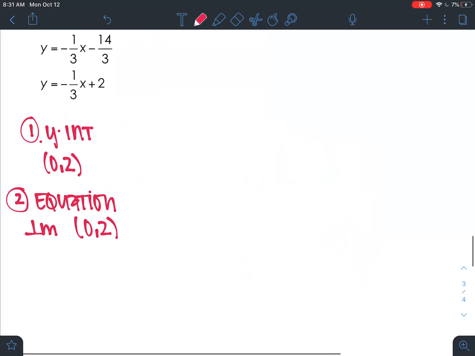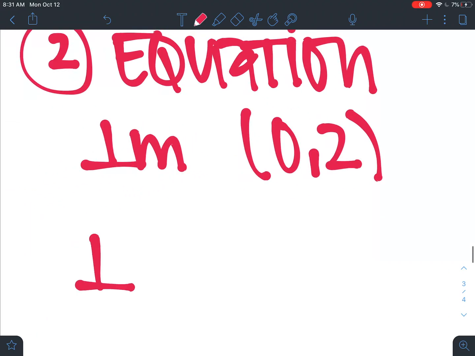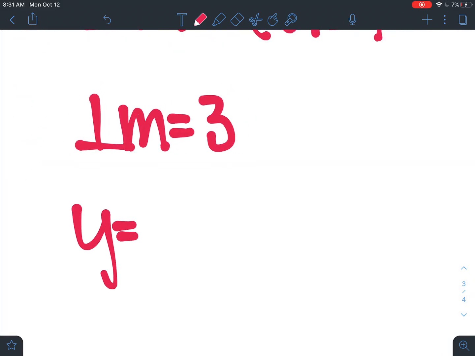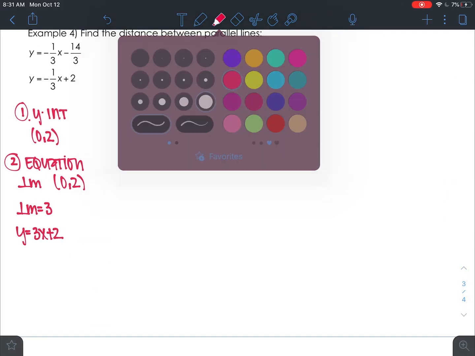Okay, so let's talk about the perpendicular slope. So if our slope was negative 1/3, all right, what's going to be your perpendicular slope? Well, that perpendicular slope is going to be 3, right? So our equation here is y equals 3x plus 2. So there is one part.